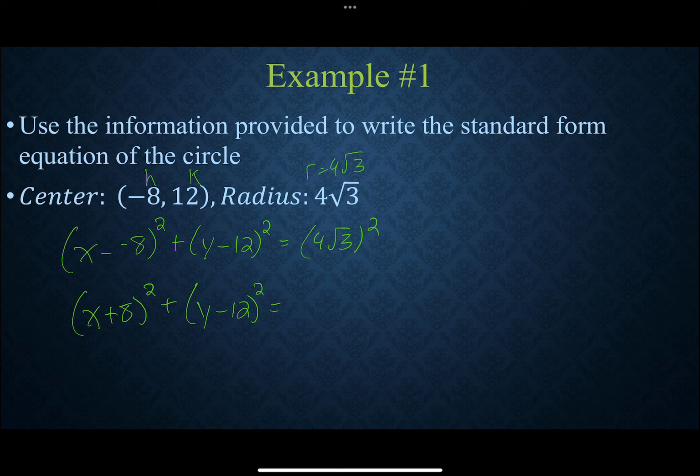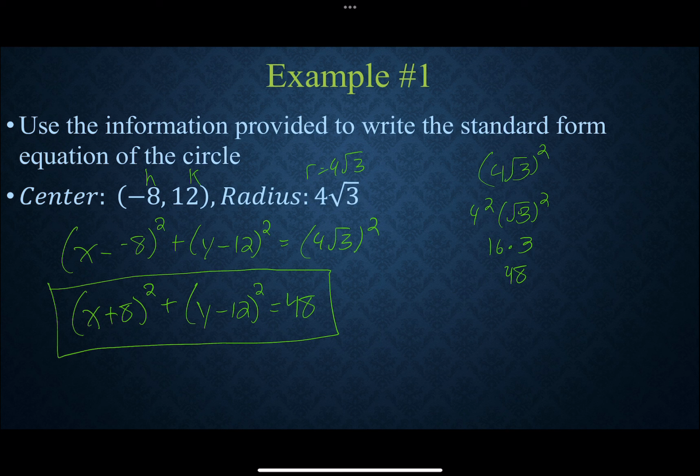And as for the r squared, you're just squaring the number. So if it was just 4, 4 squared is just 16. When it's 4 radical 3, we have to remember squaring that means we're squaring 4 and we're squaring radical 3. So it'd be 16 times 3, which is 48. And there's our equation. Nothing fancy to it, very straightforward if you're given center and radius.